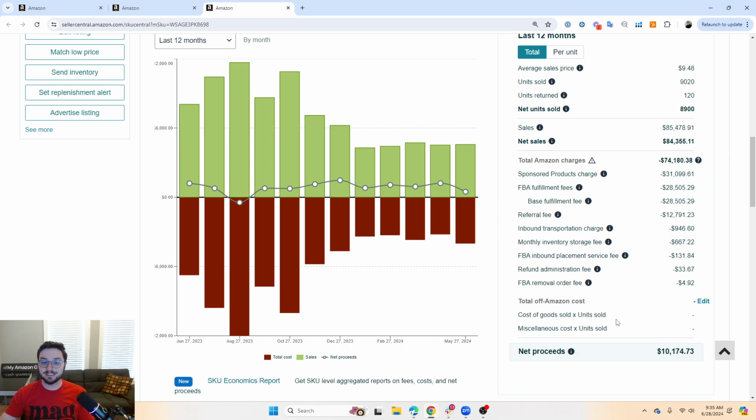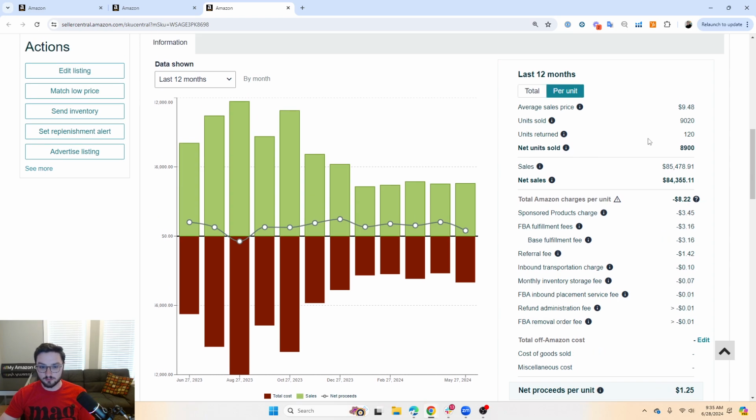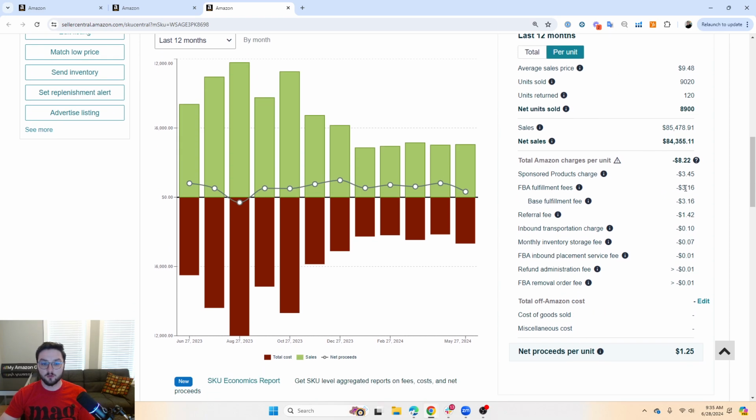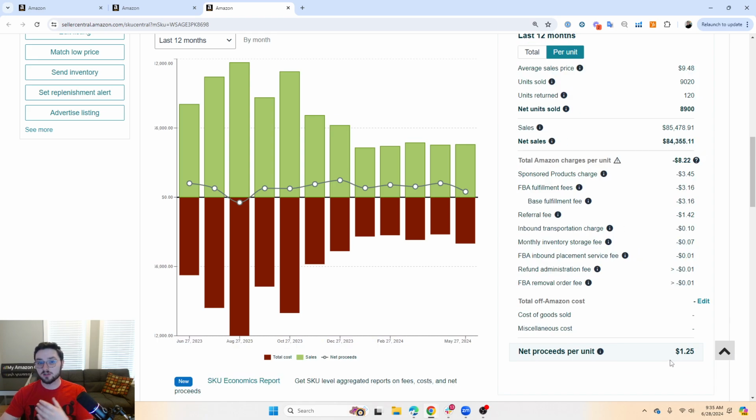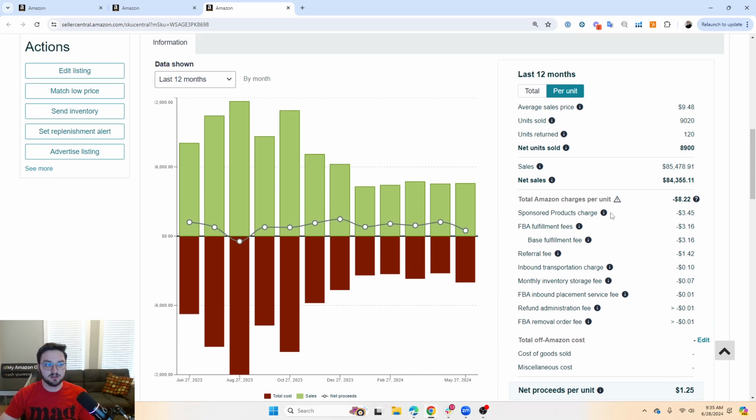You don't necessarily need this to do the overall calculation, because one thing you can do is do a per unit here for this calculation, and then we can understand, okay, $1.25, if I'm paying $1.50 for this, I'm not making money on this. So very, very easy way to understand the entire economics from a per ASIN level on the actual Amazon platform.